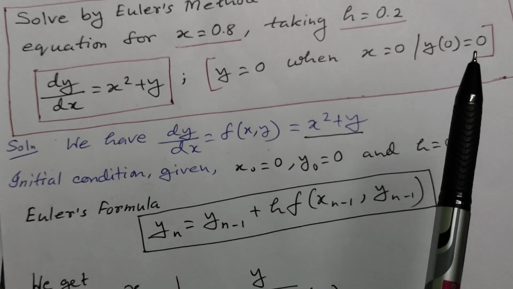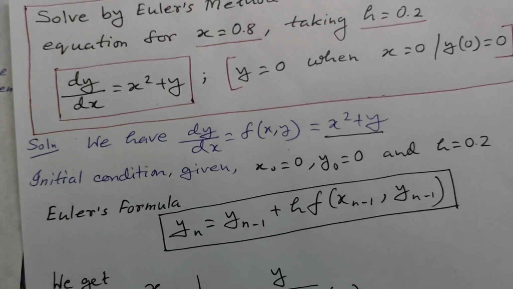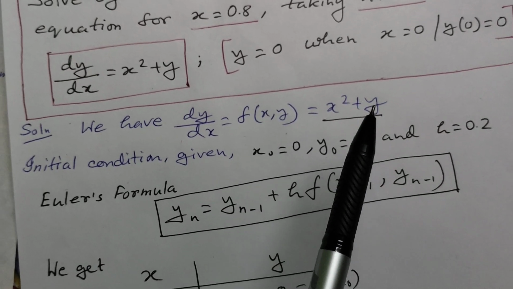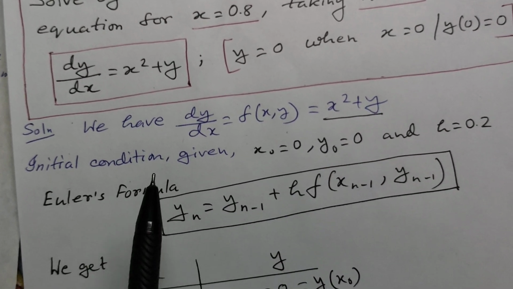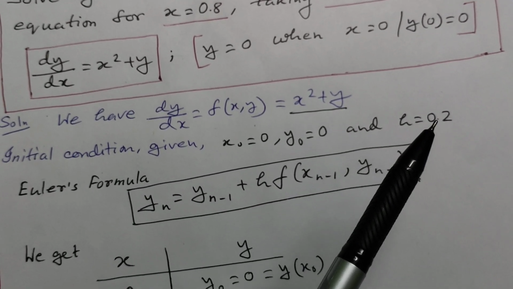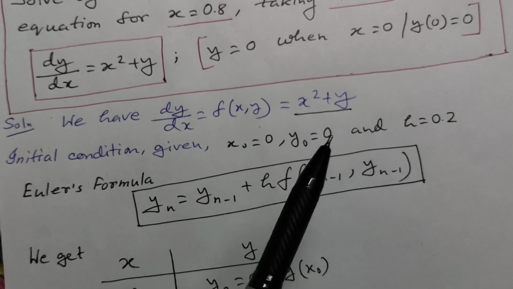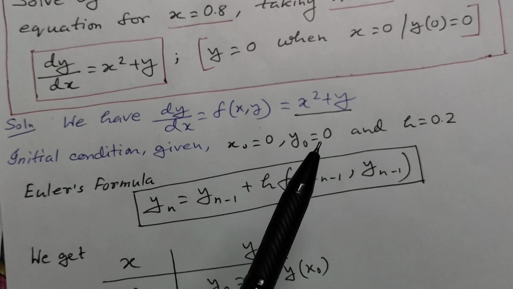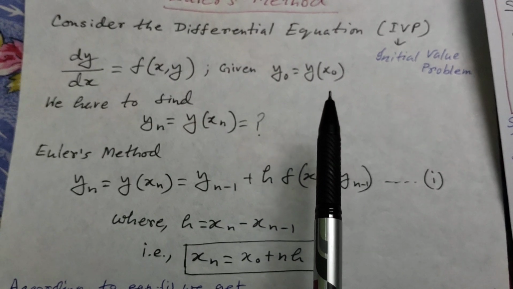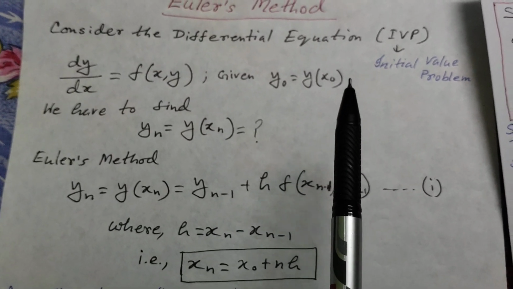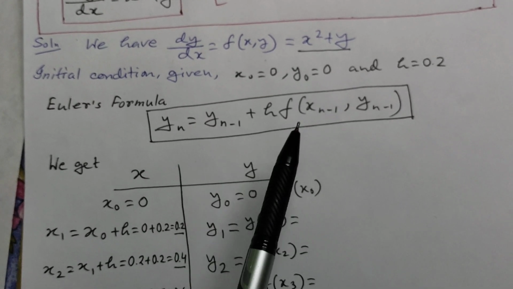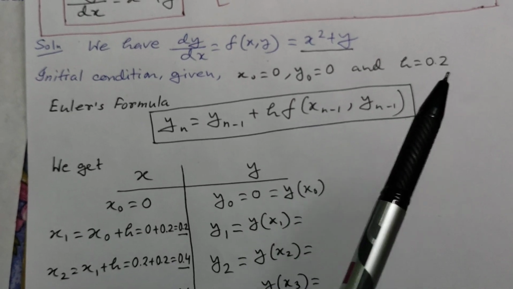Got it? Now coming to the solution, we have dy/dx = f(x, y) = x squared + y. It is given. The initial condition is also given: x0 = 0, y0 = 0, and h = 0.2. Now what is y0? y0 is actually y(x0). Got it? Now here, according to Euler's formula, yn = y(n-1) + h f(x(n-1), y(n-1)). That we know, right?